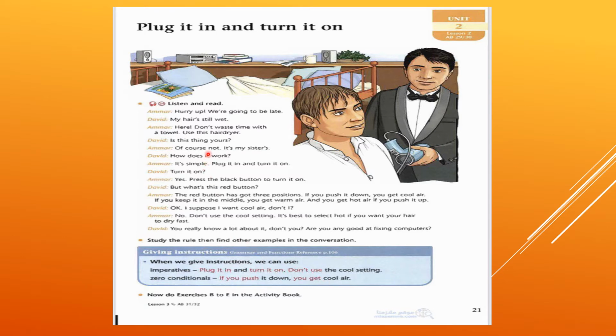Now let us find more examples. Hurry up. Hurry up is an imperative verb, but this verb gives us an order. هذا فعل أمر لكن يعطينا أمرا. Don't waste time. لا تهدر الوقت. This is a negative imperative which gives us an order too. هذه جملة أمرية منفية تعطينا أمرا أيضا. Use this hair dryer, the same. استعمل هذا المجفف.